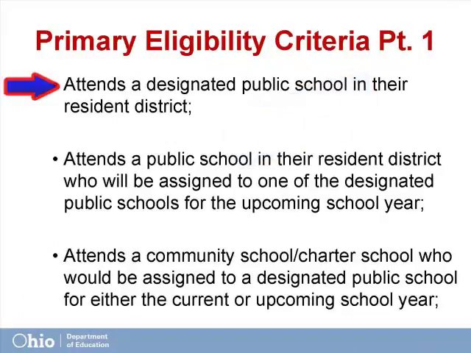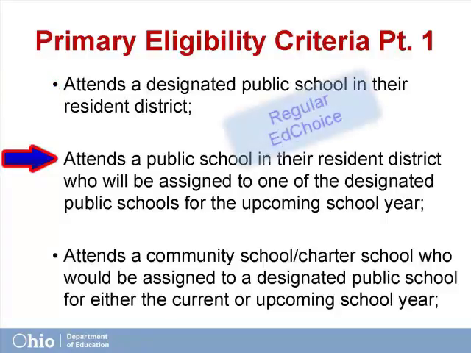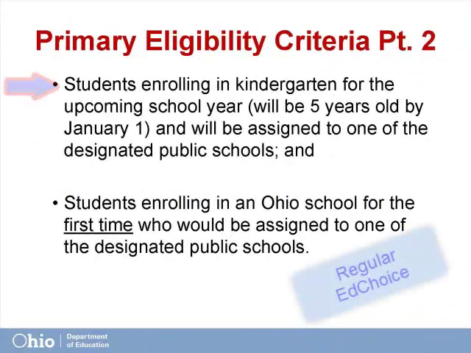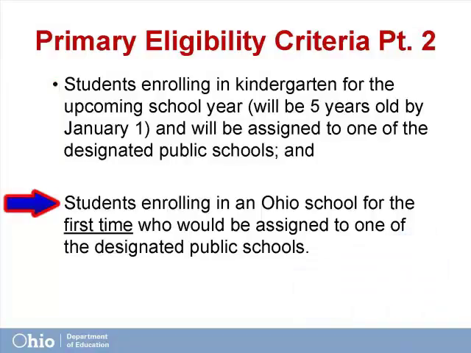The primary EdChoice eligibility criteria extends to students currently attending a designated underperforming public school in their resident district, students attending any public school in their resident district who will be assigned to one of the designated underperforming public schools for the upcoming school year, students currently attending a community school, also known as a charter school, who would be assigned to a designated underperforming public school for either the current or upcoming school year, students eligible to enter kindergarten for the upcoming school year, who will be 5 years old by January 1st and who would be assigned to one of the designated underperforming public schools, and students enrolling in Ohio for the first time who would be assigned to one of the designated underperforming public schools.